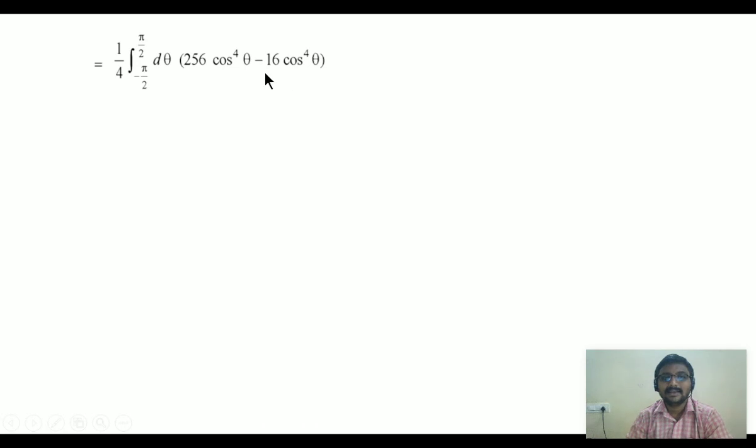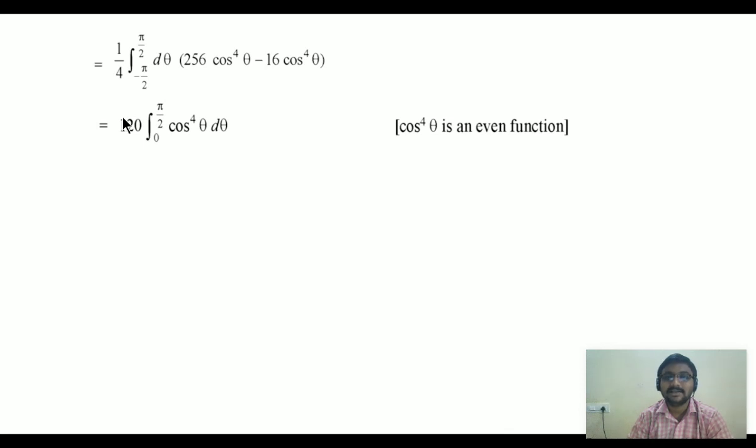And then simplifying, we have cos power 4 theta is an even function, because while replacing theta with minus theta, the function does not change. That is, cos power 4 theta does not change when theta is replaced with minus theta. So cos power 4 theta is an even function. So we can write the limits negative pi by 2 to positive pi by 2 as 2 into 0 to pi by 2, and then simplifying we will get like this.